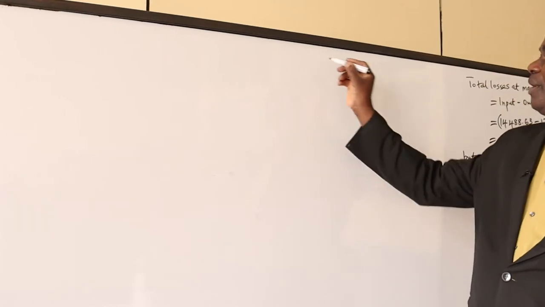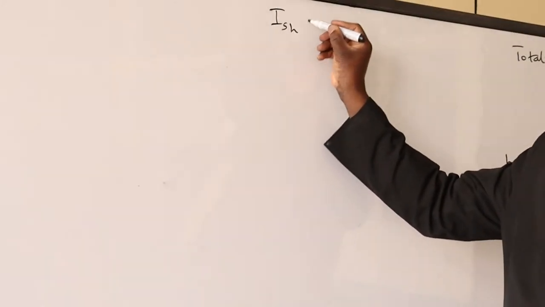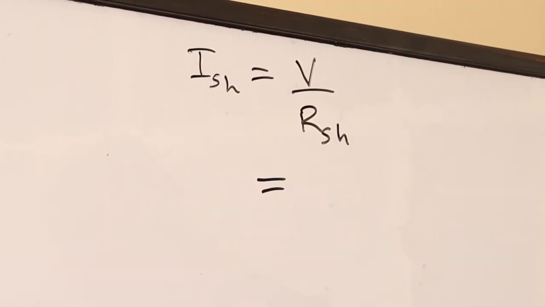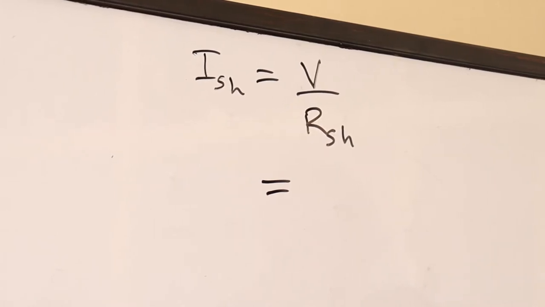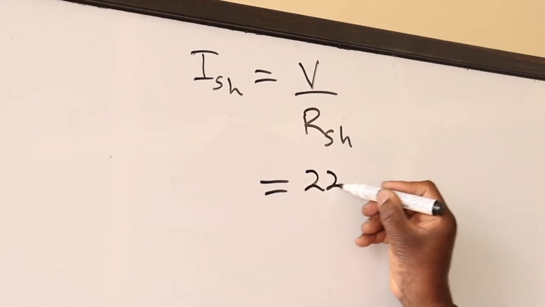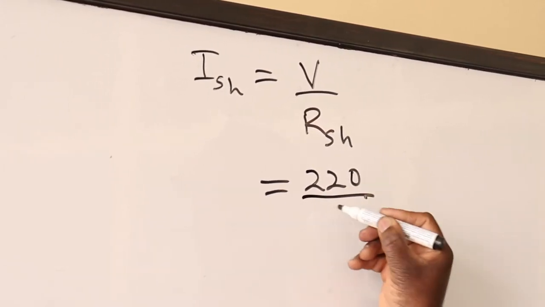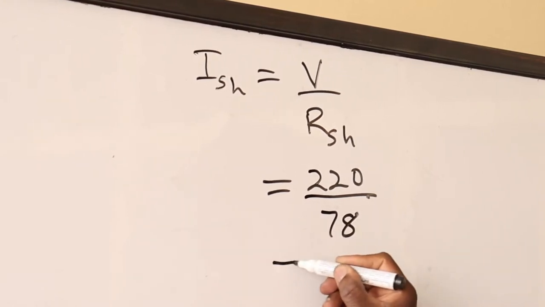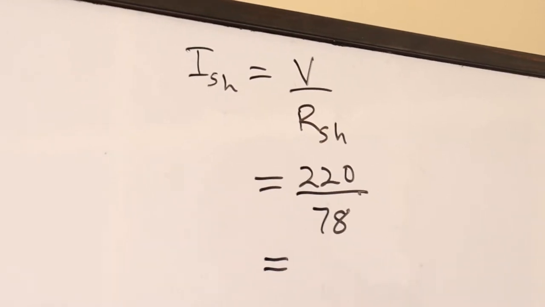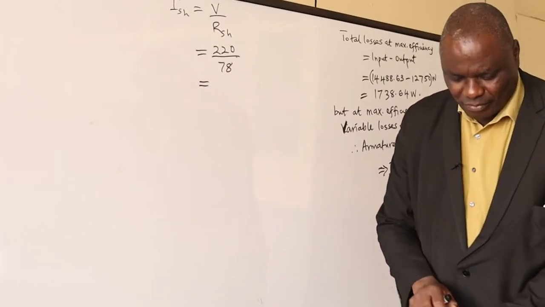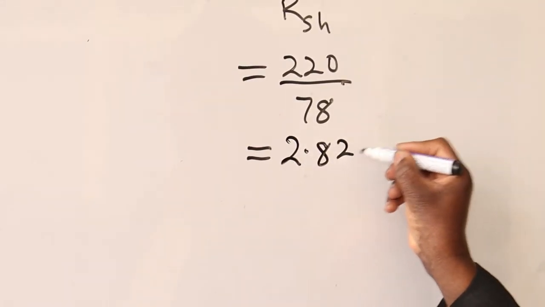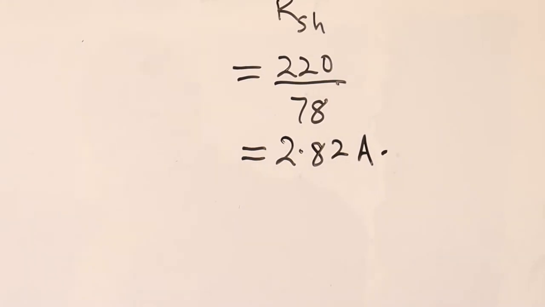In a shunt motor, I shunt will be equal to V over R shunt. And we are given R shunt as 78. So our V is 220. We divide by R shunt, which is 78. When we do this evaluation, we get 2.82 amps.